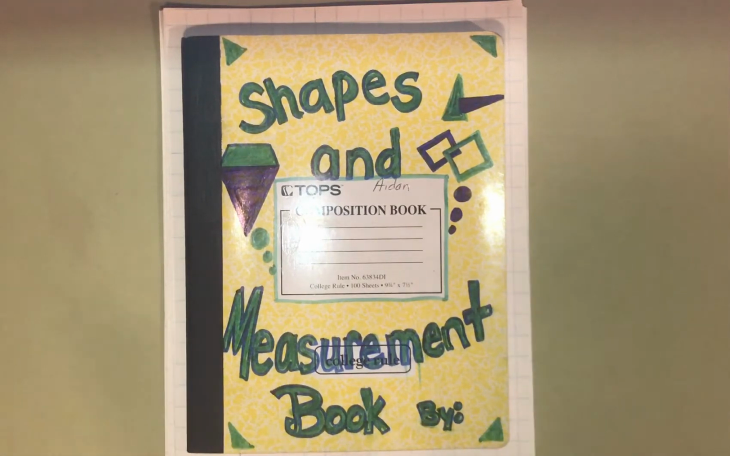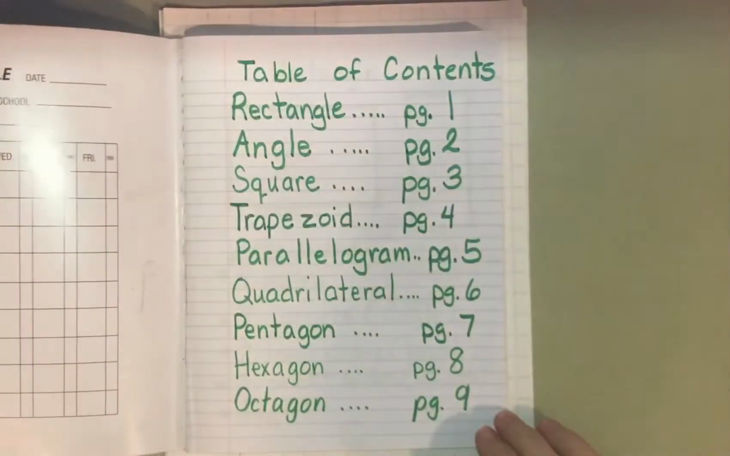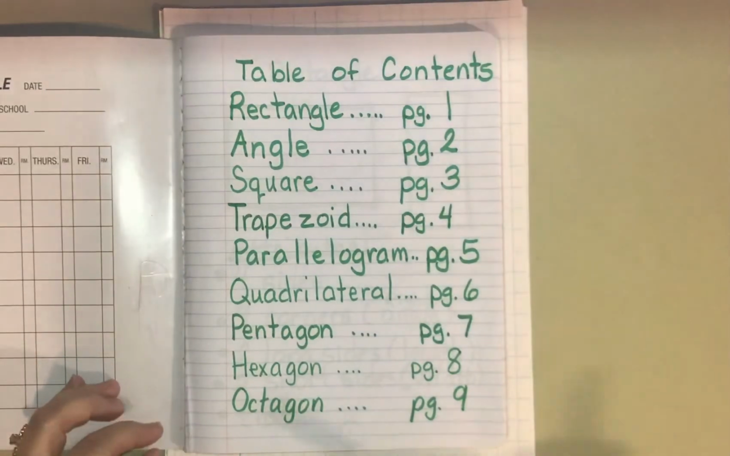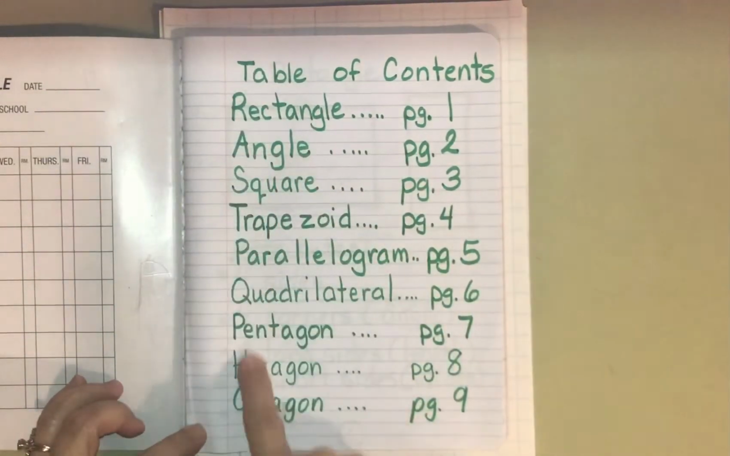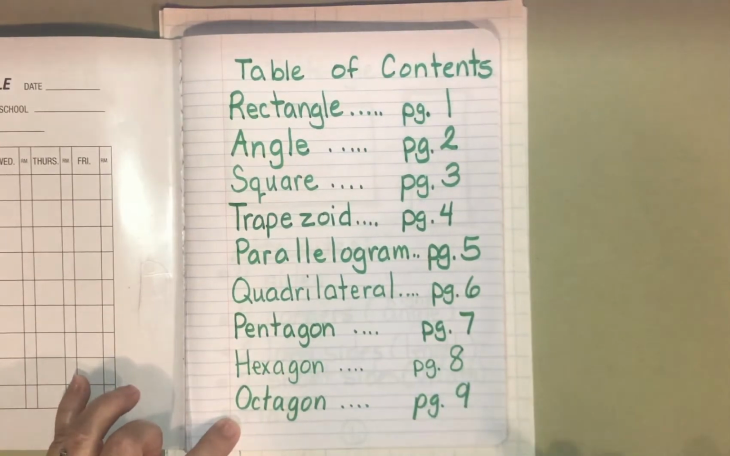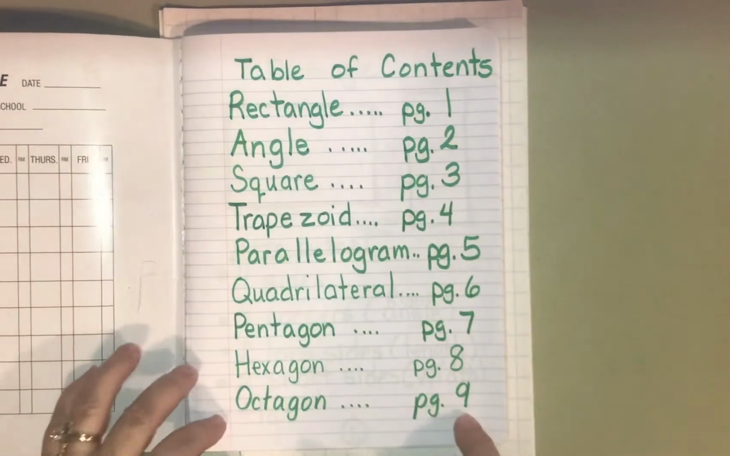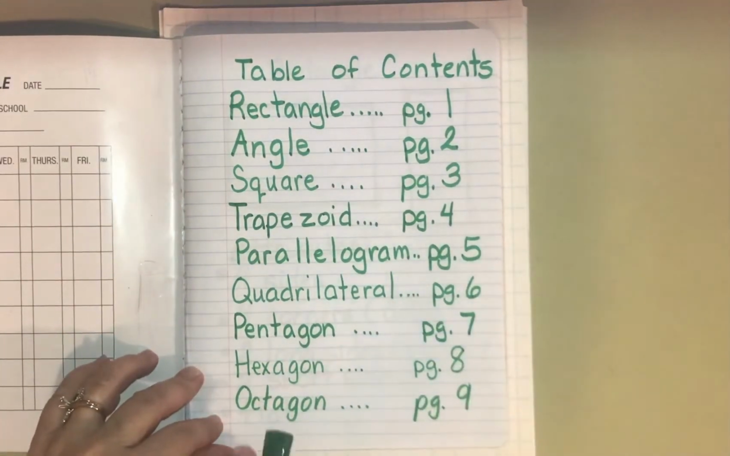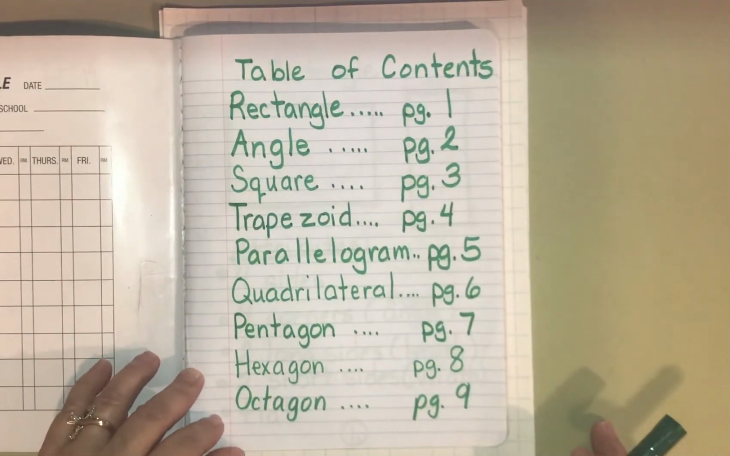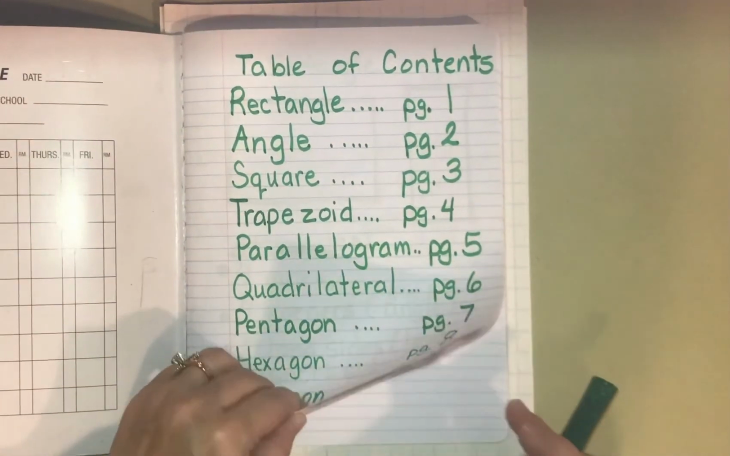So today in our shapes and measurement book, we are going to be going to page 9. If you turn to your table of contents, we've done all of these, and today we're on the octagon, which will be found on page 9. So go ahead and write octagon. And again, like always, if you need a chance to write that in there, you can pause the video and then start it up. So we're going to go to page 9.